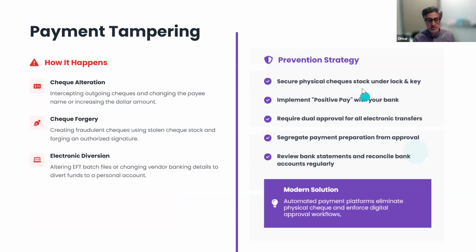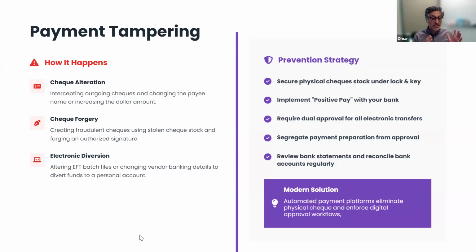Let's keep going here. Payment tampering. So how does it happen? Well, check alteration is one method. So intercepting outgoing checks and changing the payee name or increasing the dollar amount. Outright check forgery. So creating fraudulent checks using stolen check stock and forging an authorized signature. Or electronic diversion. So altering EFT batch files or changing vendor banking details to divert funds to a personal account.